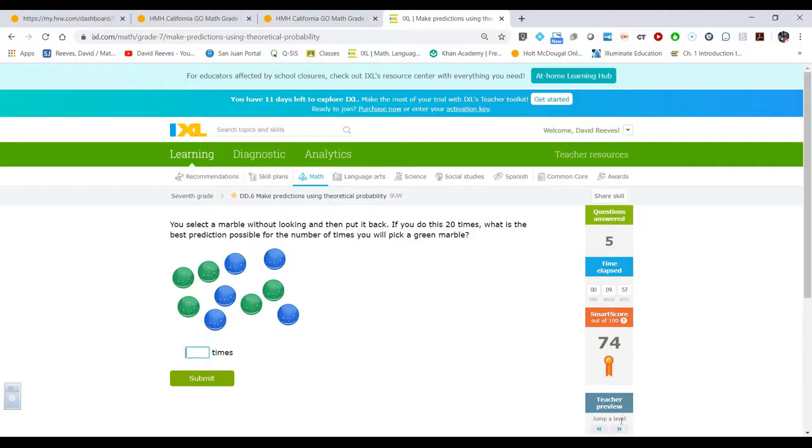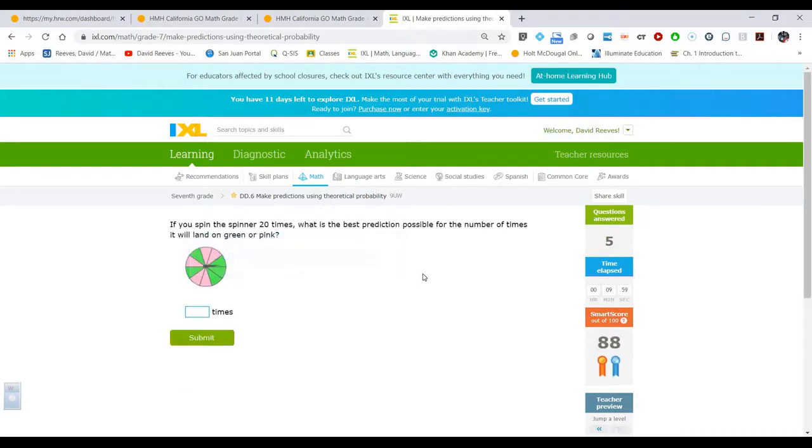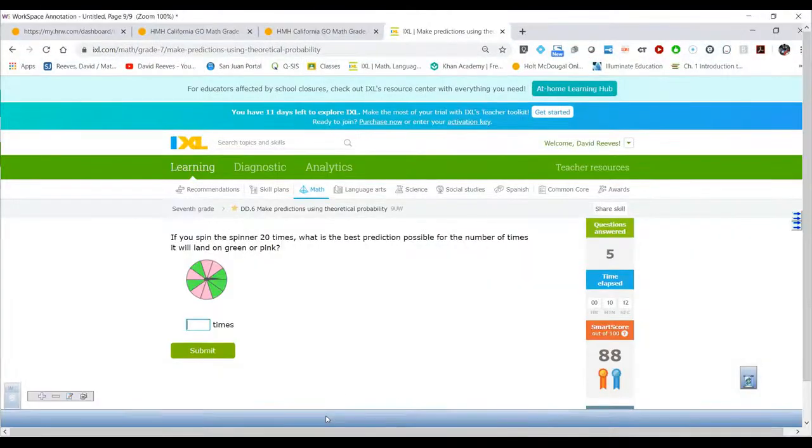Okay, so I'm going to skip up to the next level and see if they've got one that's a little more difficult. All right. Oh my goodness, this is just the opposite of the one we did, right? Here we're spinning the spinner 20 times. So that's our number of events, right? And the probability we're looking for is that it will land on green or pink. We'll take a look at this spinner. Every section is either green or pink. So if I spin it, it's either going to land on green or pink. I know what some of you are thinking.